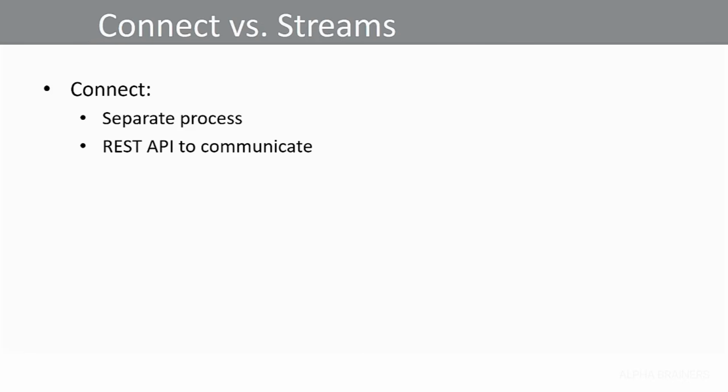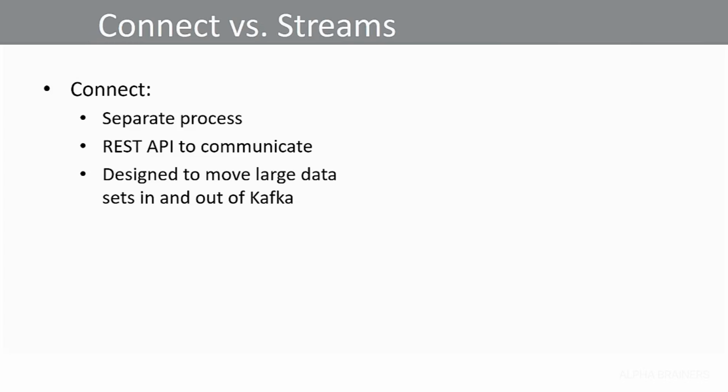You also use a REST-based API to communicate with Kafka Connect, and it's designed really to move large data sets in and out of Kafka. Although it can do transformation, that's not its primary goal. It's really designed to take data that's not Kafka-based and put it into Kafka, or take data from Kafka and put it into some other format instead.